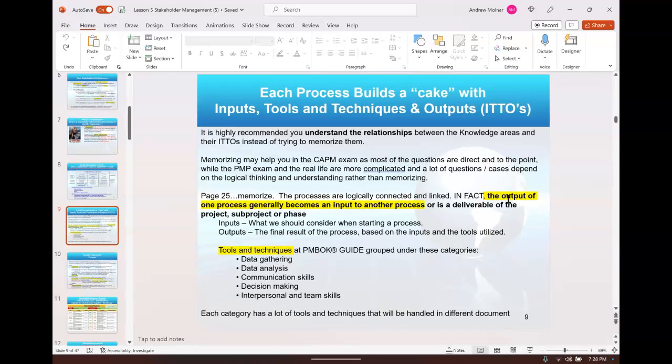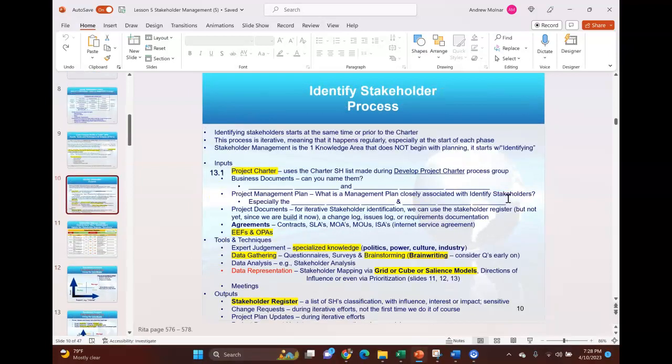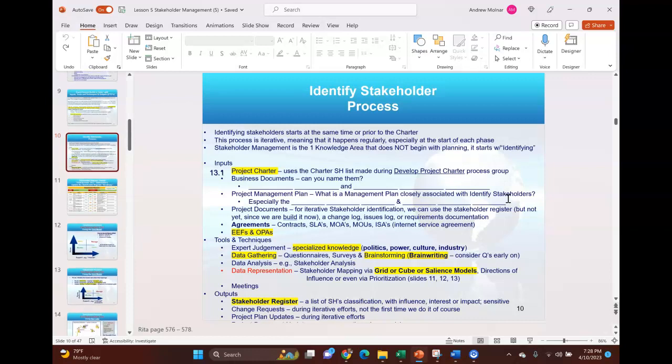Now, this slide: stakeholder management is about understanding the relationships and nourishing them or engaging them to get them where you want to be. Now, in these slides, don't worry too much about the inputs, tools, and techniques and outputs, but just realize that when you identify stakeholders, you will want to build a stakeholder register. A register in project management is just a list. You'll do the same in risk management. We'll call it a risk register, and that's just a list of risks. This is a list of stakeholders.